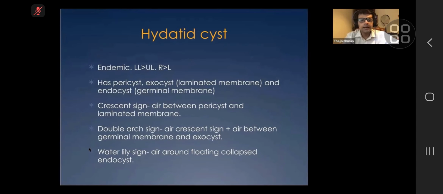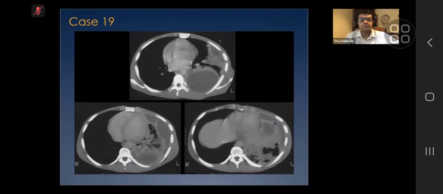Good. Hydatid cyst, endemic, right lobe more than left lobe. It has 3 layers. Pericyst, which is a fibrous tissue that develops outside the cyst; exocyst, which is a membrane; and endocyst, which is a germinal membrane that makes the daughter cysts. So the crescent sign can happen between the pericyst and laminated membrane. A double crescent sign or double arch sign is the air crescent sign plus air between the germinal membrane and exocyst, and the water lily sign is air around a floating, collapsed endocyst.